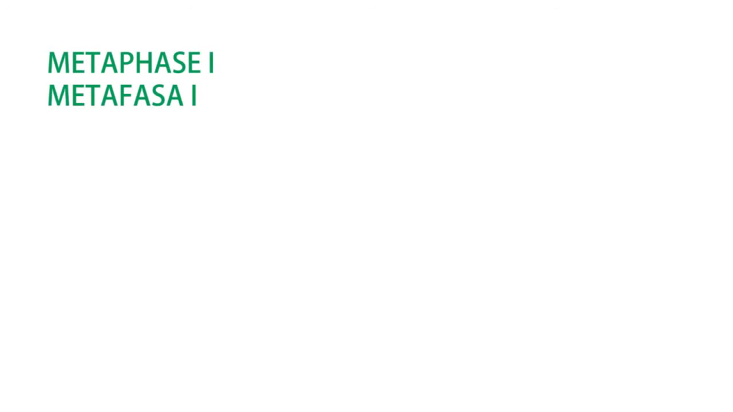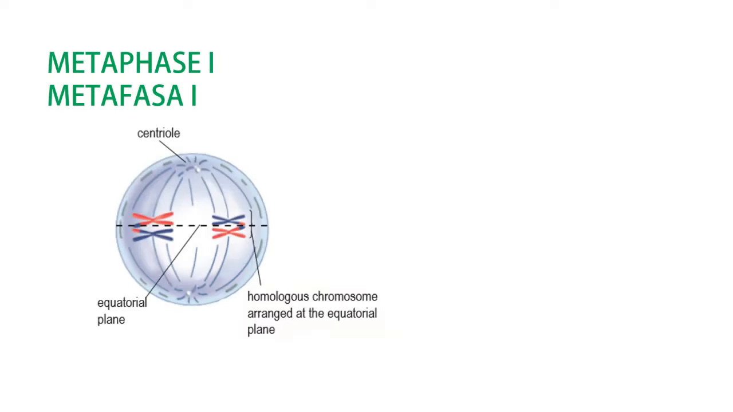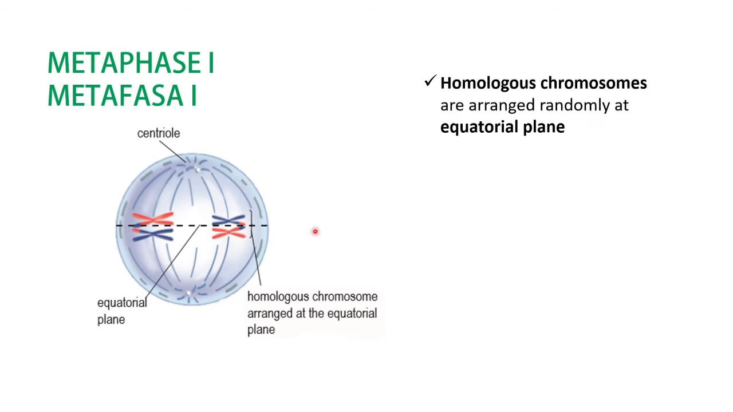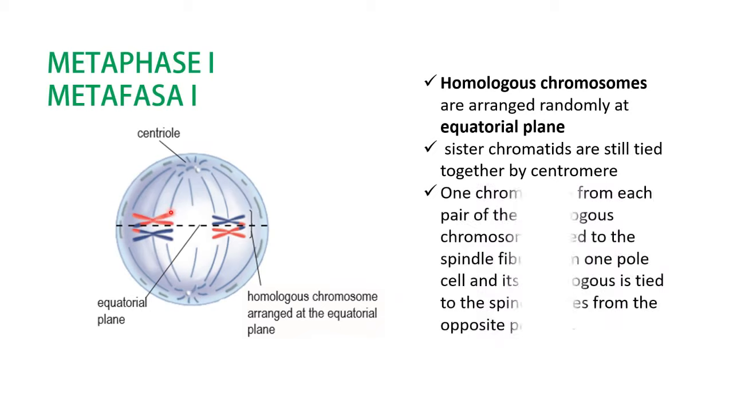Okay, now we proceed to metaphase 1. After prophase 1 finishes, we continue with metaphase 1. The homologous chromosomes are now arranged randomly at the equatorial plane. Okay, this is the equatorial plane. They are arranged randomly, meaning they can arrange in any place they like. Maybe this red goes to one side, the blue goes to the other side. Okay. Sister chromatids are still tied together. These two sister chromatids are still tied together by the centromere.